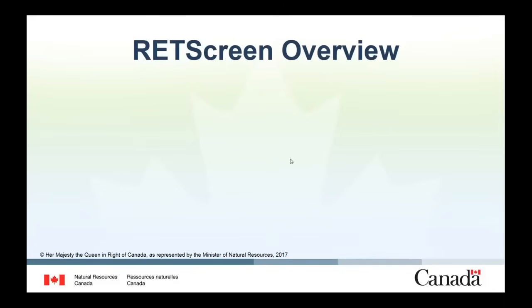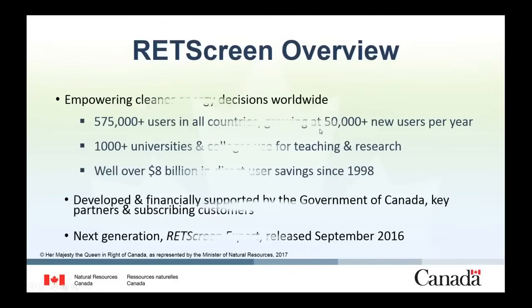RETScreen's mission is to empower cleaner energy decisions worldwide. RETScreen has over 575,000 users in every country and territory of the world, and this number is growing at about 50,000 new users every year. Over 1,000 universities and colleges that we know of use RETScreen for teaching and research. And RETScreen has been responsible for well over $8 billion in direct user savings since 1998.